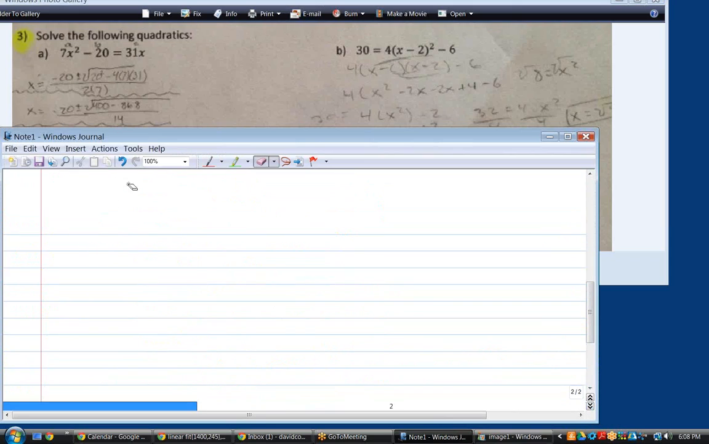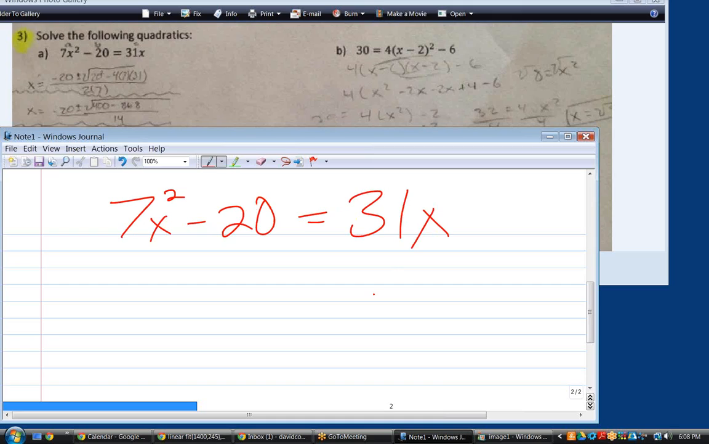Solve the following quadratic. What's the first thing we have to do in order to solve a quadratic? Well, I split the 3 different terms into A, B, and C. Aha, but they're not A, B, and C the way they currently are. After you get everything on one side, then they are A, B, and C.